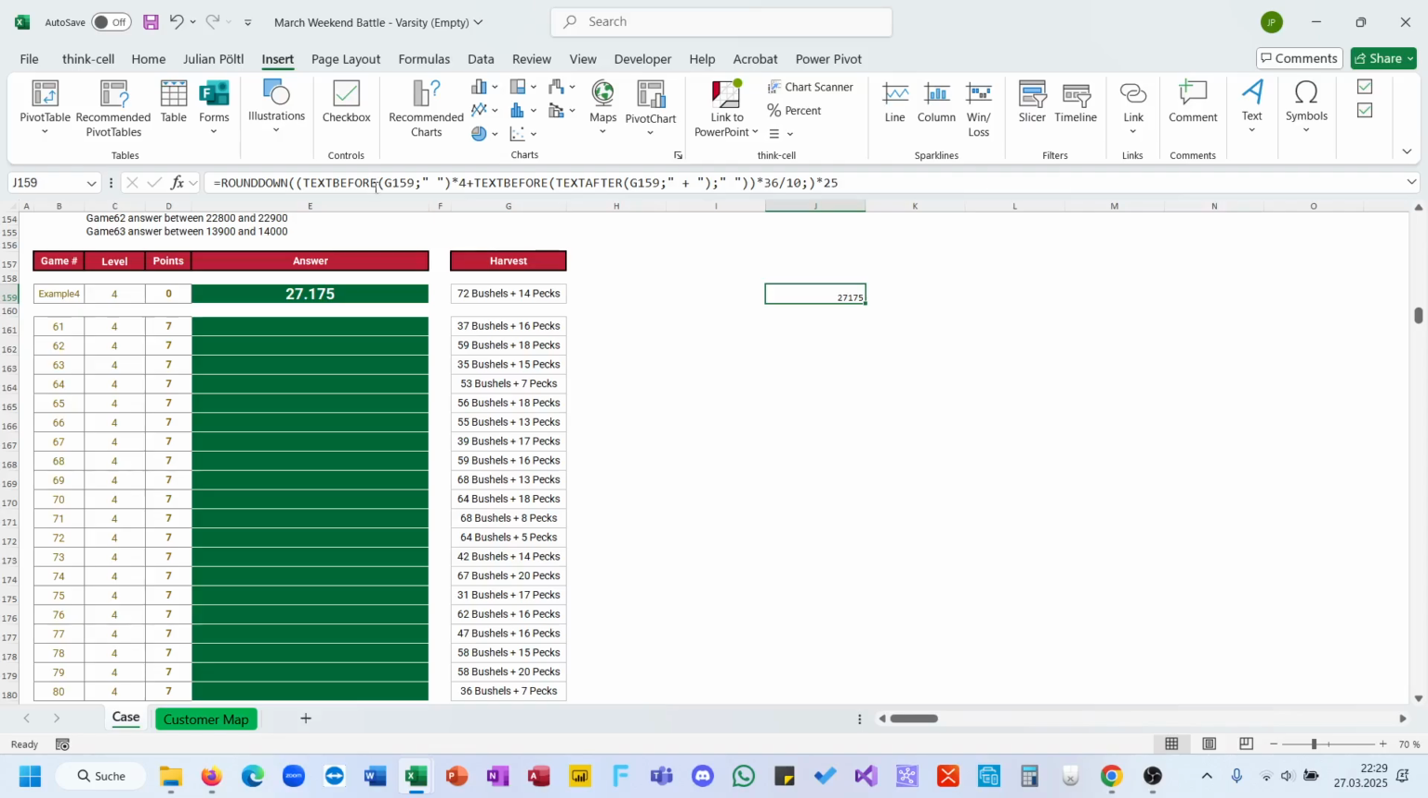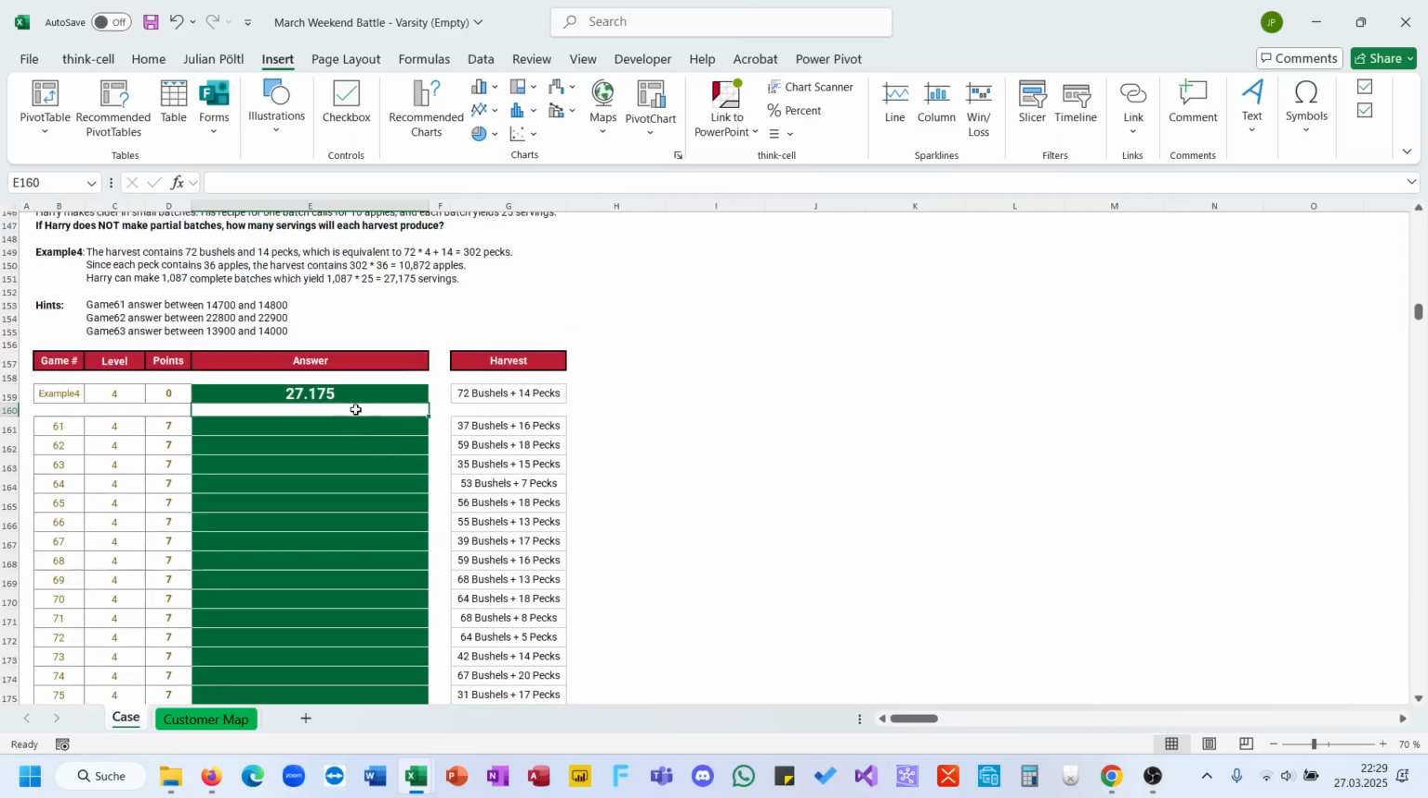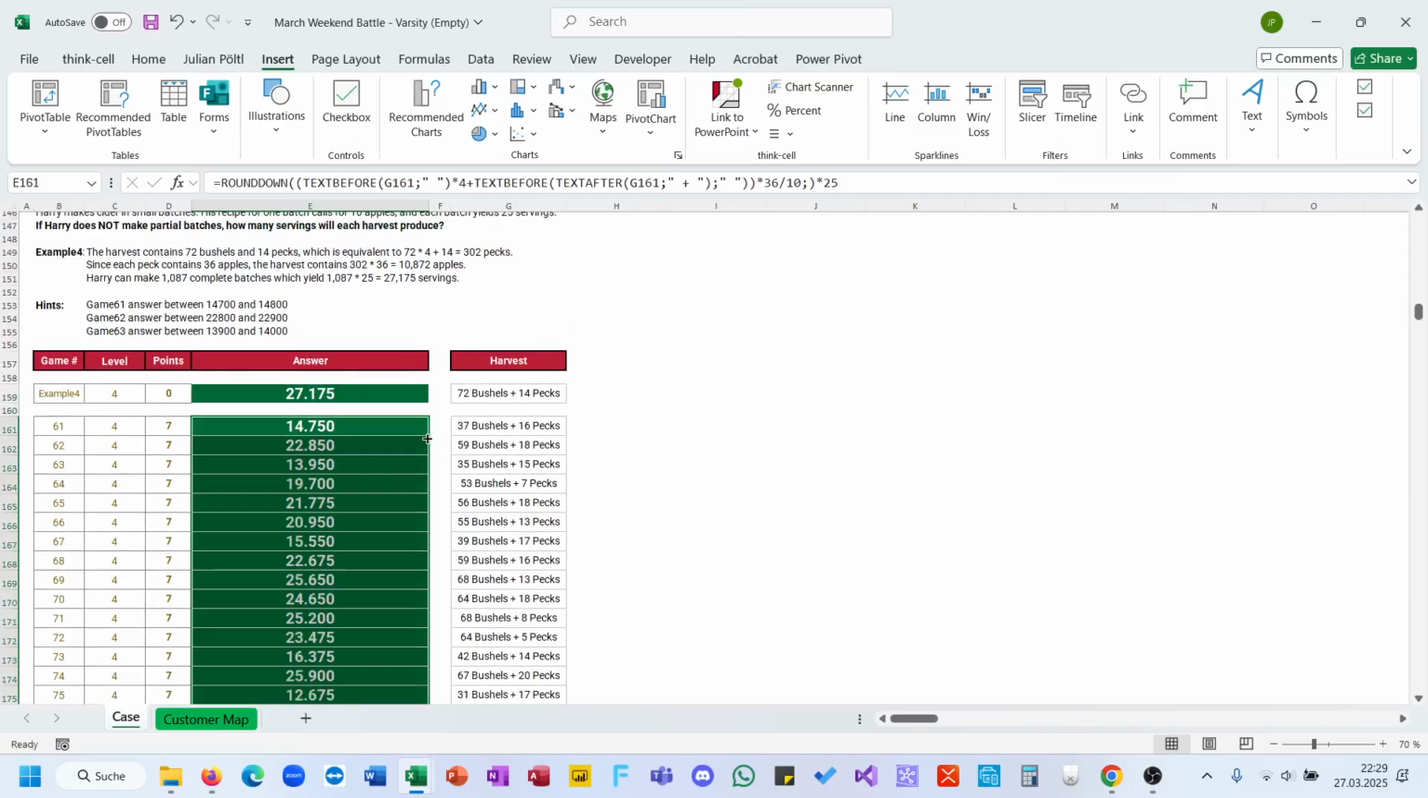So, copy this in here. Yes. And check it down. It's within the boundaries, within the boundaries, within the boundaries, and always in the middle. Funny.